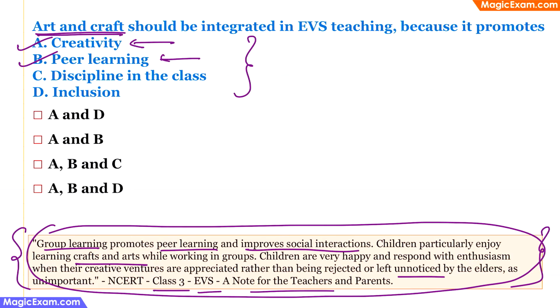And when we look at the third option, it says discipline in class. Now, art and craft as such has nothing much to do with discipline. Therefore, we can remove C from the options. And the last one is inclusion. So when kids are given arts and crafts projects, everyone can participate. Therefore, all the kids will feel included. Therefore, A, B and D, all three are correct. Therefore, the last option, A, B and D, has to be the correct option here.